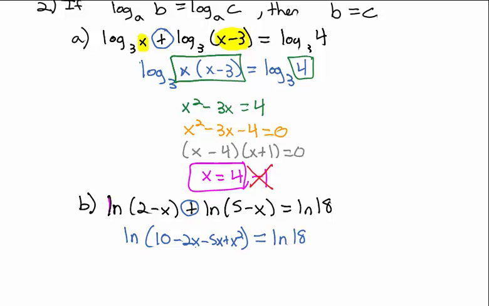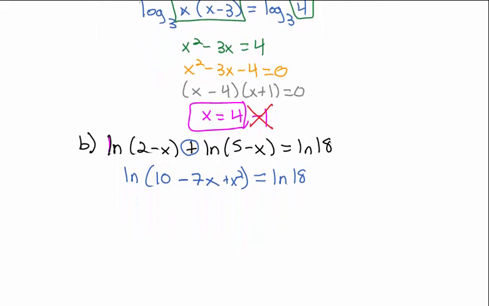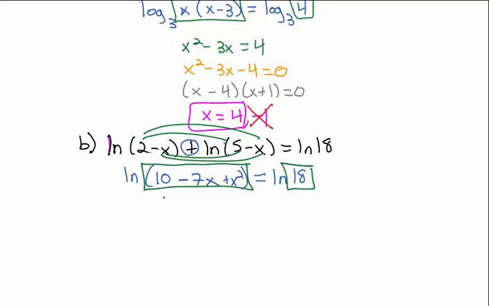In fact, let's simplify in the middle there. Negative 2x minus 5x, that's negative 7x. So that was just all of that distributing is what we did. Now we've got the same base on both sides. Remember, natural log means base e. If they've got the same base, then the inside stuff must be equal. 10 minus 7x plus x squared must equal 18.